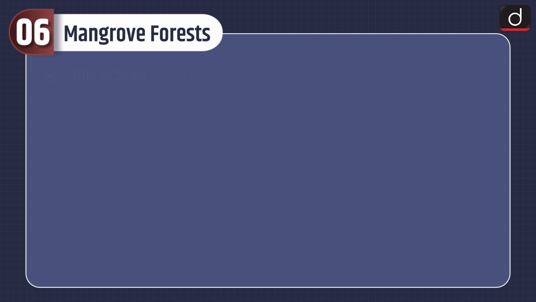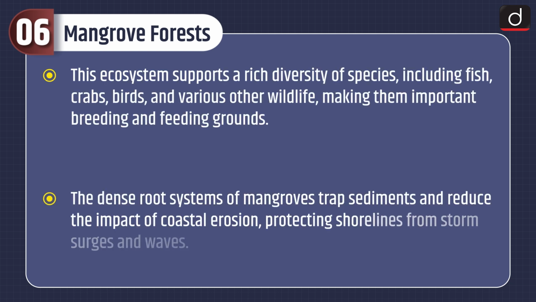This ecosystem supports a rich diversity of species including fish, crabs, birds, and various other wildlife, making them important breeding and feeding grounds. The dense root systems of mangroves trap sediments and reduce the impact of coastal erosion, protecting shorelines from storm surges and waves.